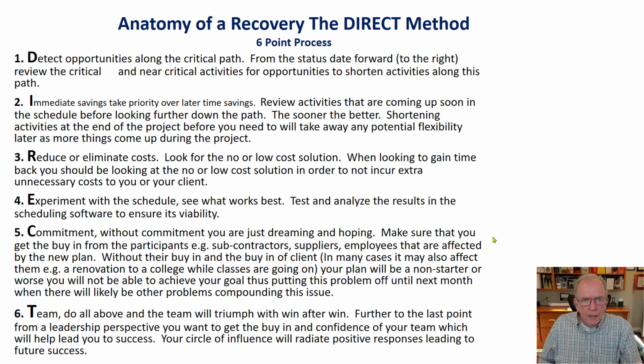Okay, we're back. Anatomy of a recovery, the direct method. So this is that 6 steps. Detect along the critical path, look for immediate savings, reduce or eliminate costs, experiment. That's what Microsoft Project is fantastic for, experimenting. Ask yourself questions. Will this work? Will that work? Talk to the trades. Talk to the people involved in the work, suppliers, vendors. Get their commitment. Without their commitment, you're just playing around on the schedule. You got to make sure people are willing to do what you're saying you want them to do. And then this is going to help have a positive, proactive team.